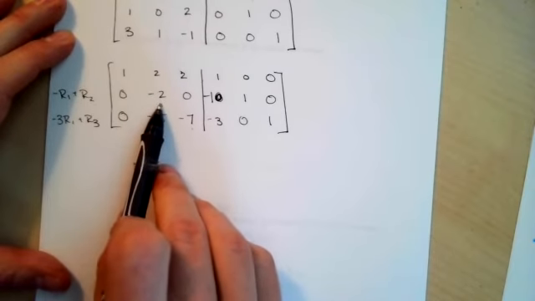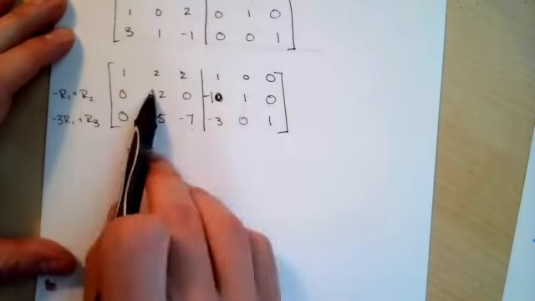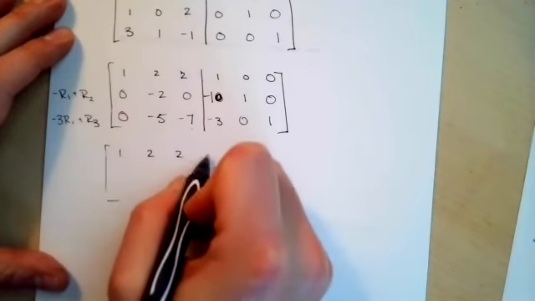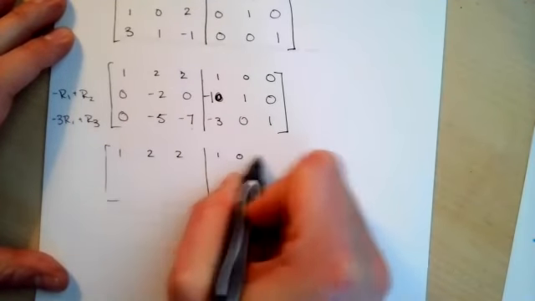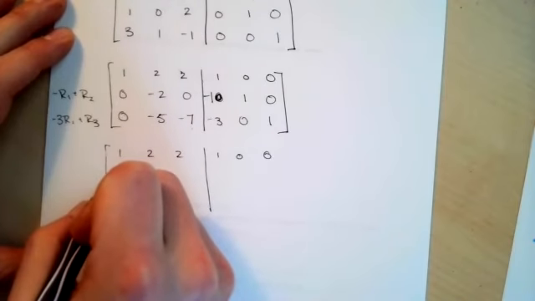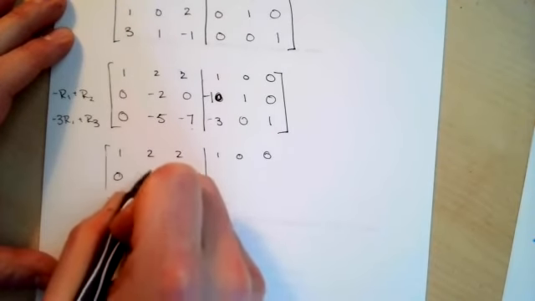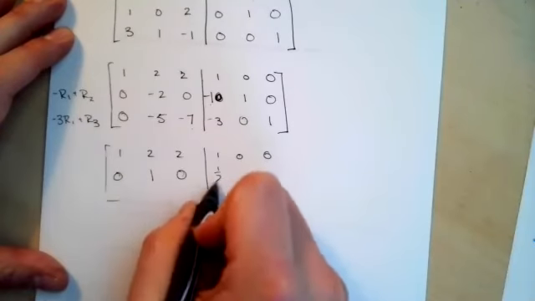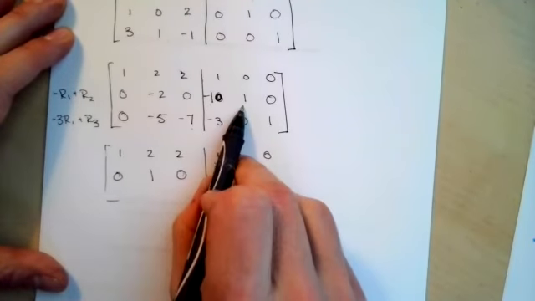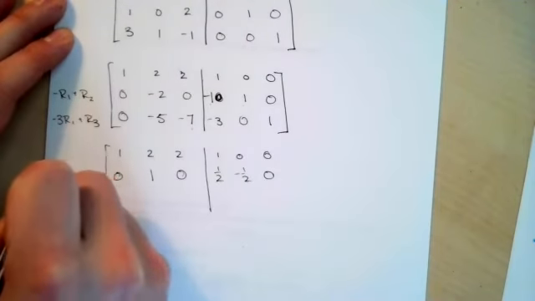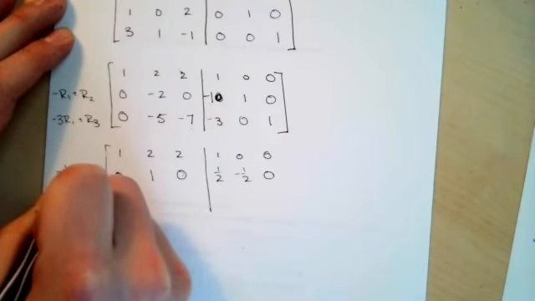Okay, so now we want to essentially get rid of that 2 here. So we've got 1, 2, 2, 1, 0, 0. We are going to multiply this row by -1/2. So we'll have a 1 here, a 0 here. That will become a +1/2. This will become a -1/2. And this one is 0. So this was just -1/2 row 2.